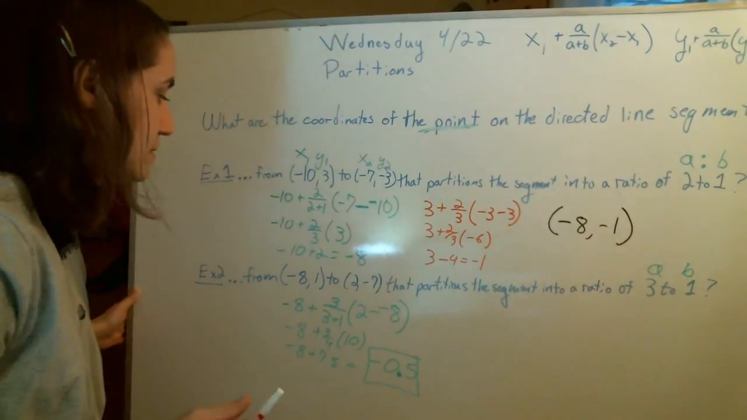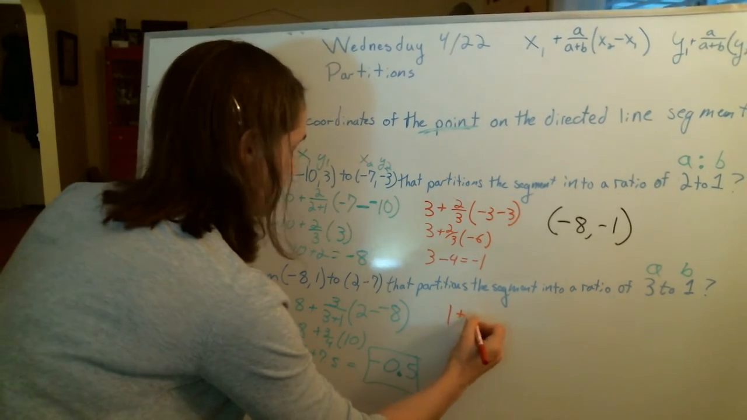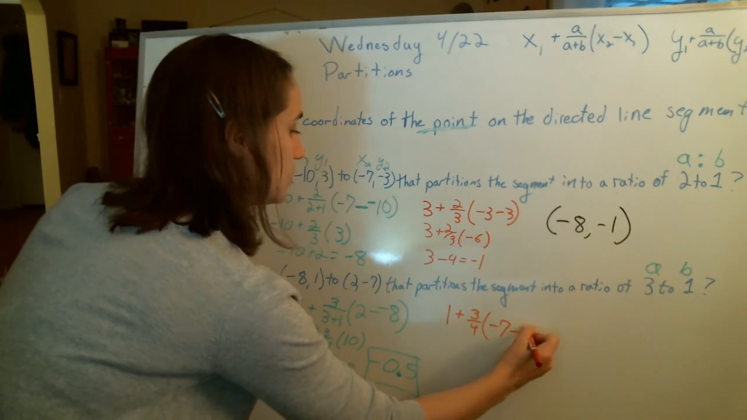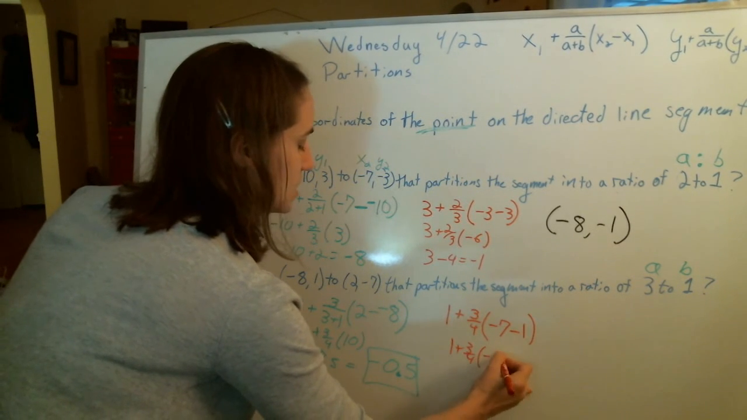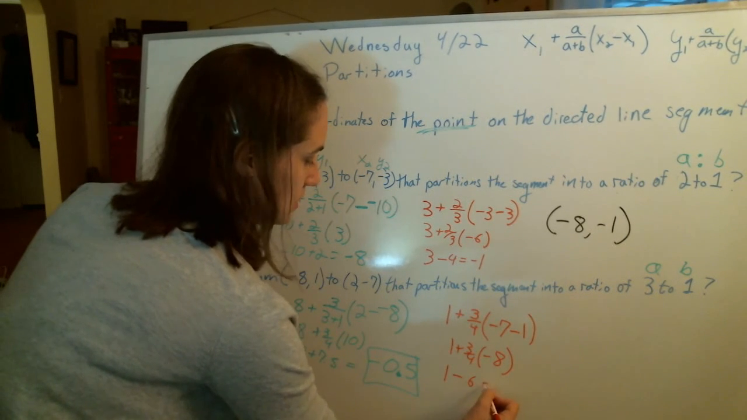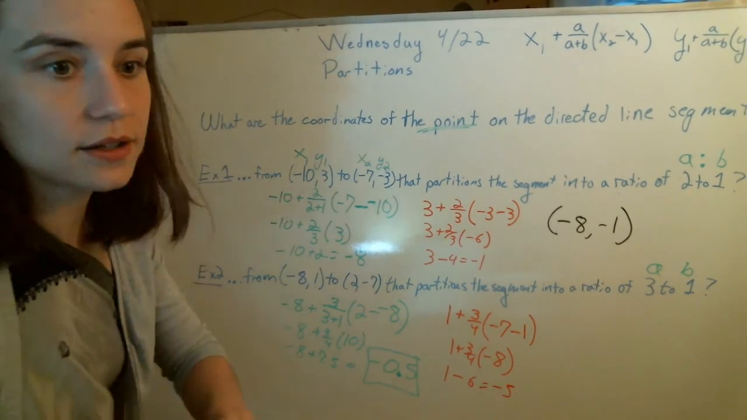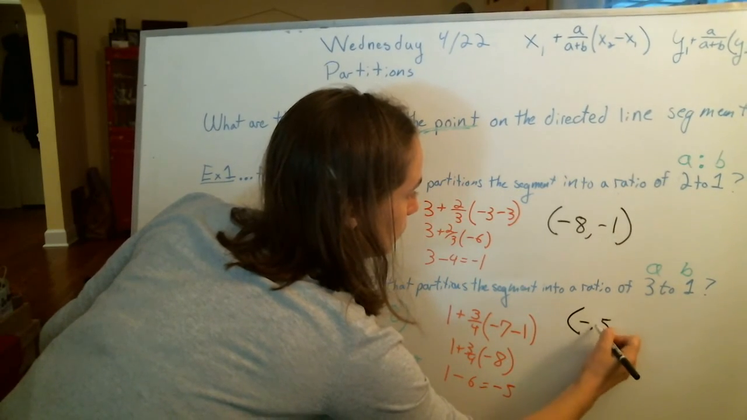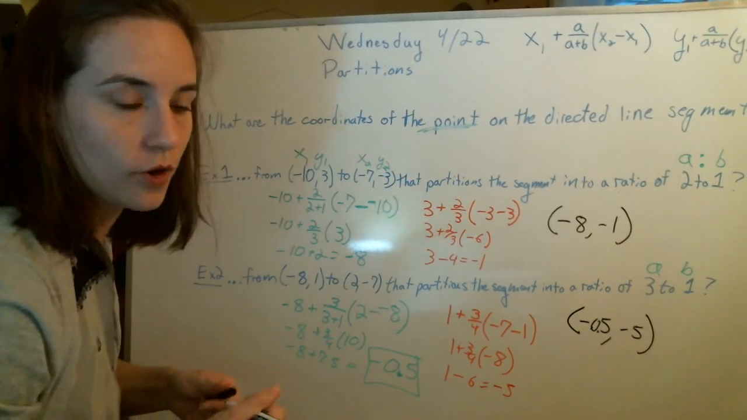Let's do our y's. Same process. y1 is 1 plus, we're going to have 3/4 y2 minus y1. So we've got 1 plus 3/4 of negative 8. So that's 1 minus 6, which is negative 5. So our final point will be these two put together. Negative 0.5. You can put a 0 in front if you like. Negative 5. Bravo. Voila. You're done.